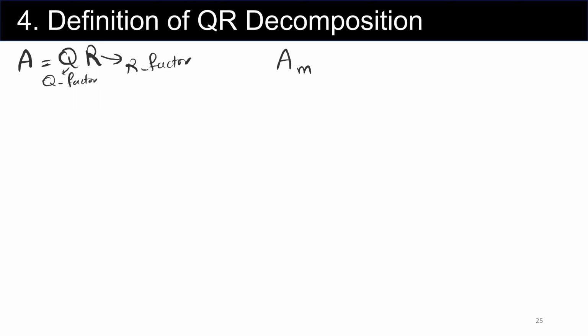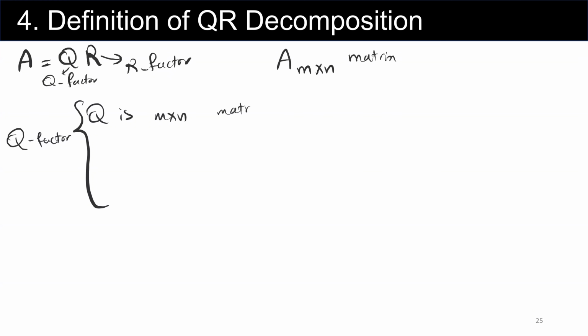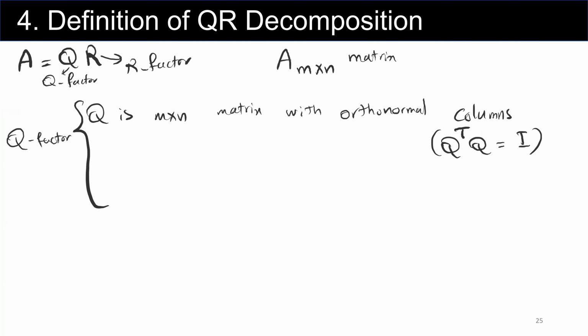Let's say A is an m by n matrix. Then the Q factor, Q, is an m by n matrix with orthonormal columns. What does this mean? It means Q transpose Q is equal to I. And what is I? I is the identity matrix, where only the values on the diagonal elements are 1.